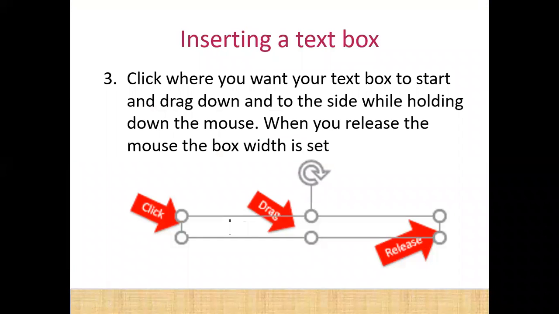Once you do that, your mouse will become this upside-down T, and you can click and drag it just the same as when you insert a box shape. You click, drag to the side and down, and release. Now, however big you go down to make your box long, it's going to shrink right back down to the size as if you just had a single line, and then it will expand based on how much you write in it. So don't worry, this just sets the width of your text box.